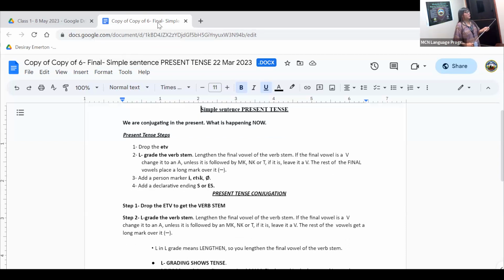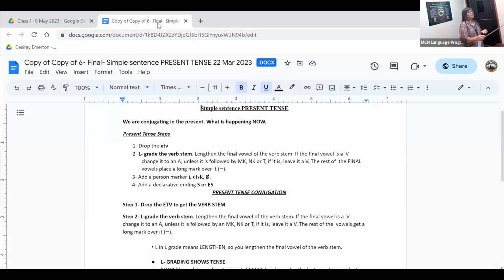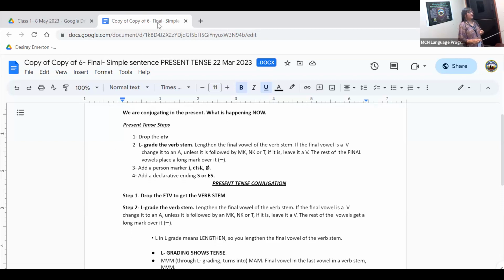And number 3, add the person marker. It's for nothing. And like I said, this is just my placeholder. So I have this as a placeholder, and sometimes I have the open parentheses and closed parentheses as a placeholder. And once we start getting past, probably in module 3, I won't put that so often. But right now we're learning, so I just leave it as a placeholder. And then number 4, add the declarative ending, S or ES.